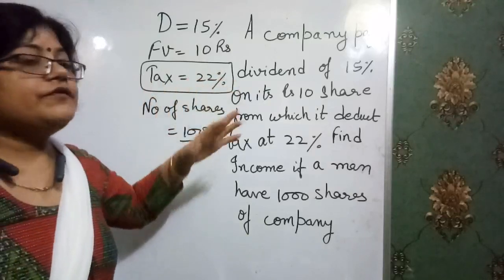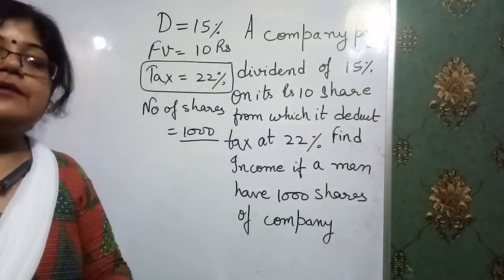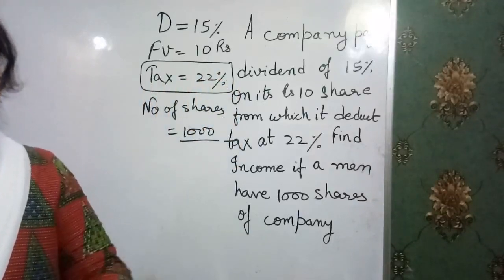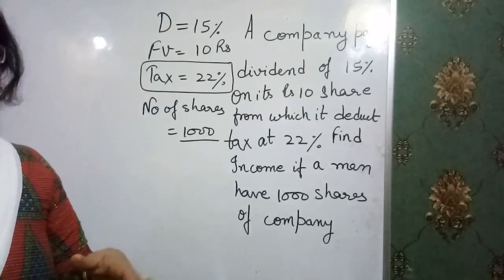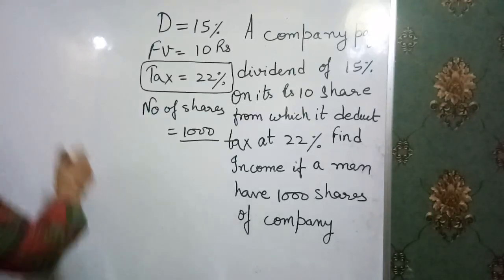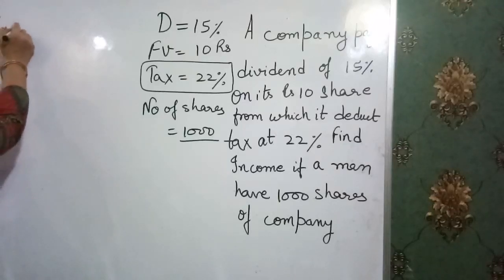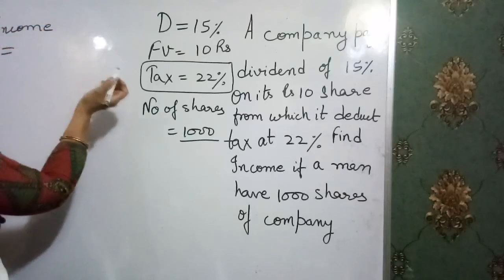Whenever there is a question of deducting tax, firstly find the income received by the shareholder from the company. The money which the shareholder receives from the company, only from that will the government take the tax. So we first find the income received, the annual income or annual dividend.